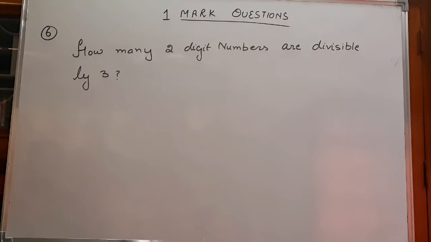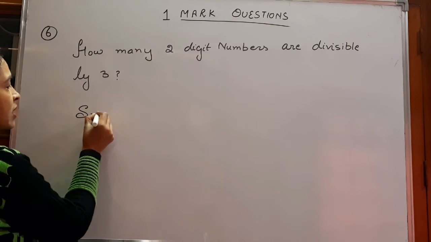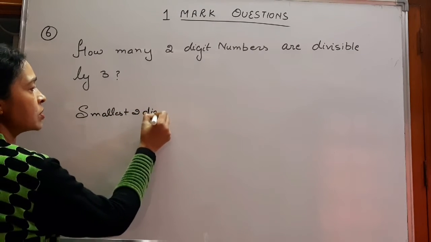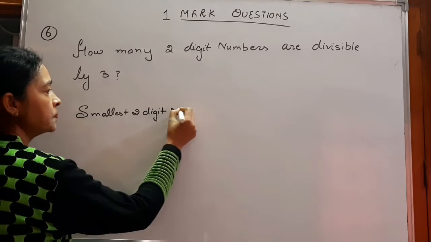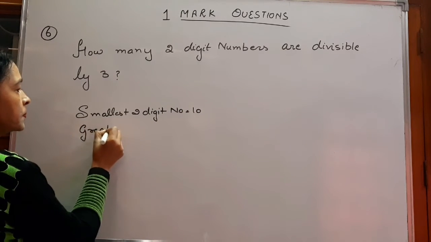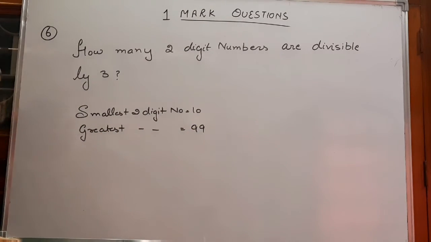How many two-digit numbers are divisible by 3? We have to find the number of two-digit numbers which are divisible by 3. Children, what is the smallest two-digit number? The smallest two-digit number is 10. And what is the greatest two-digit number? Which is 99.